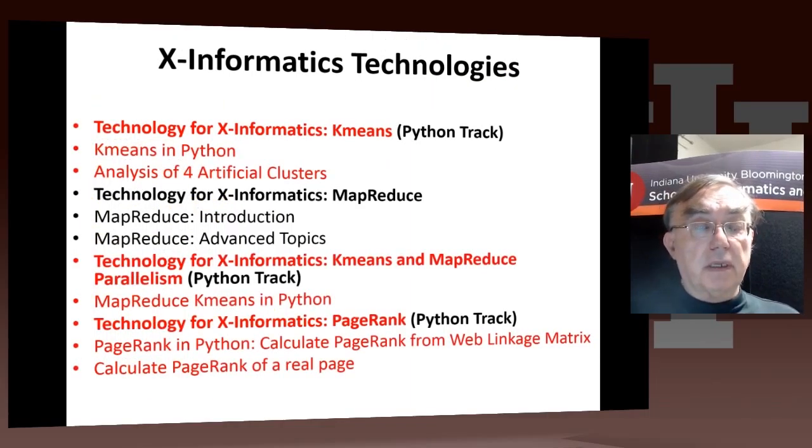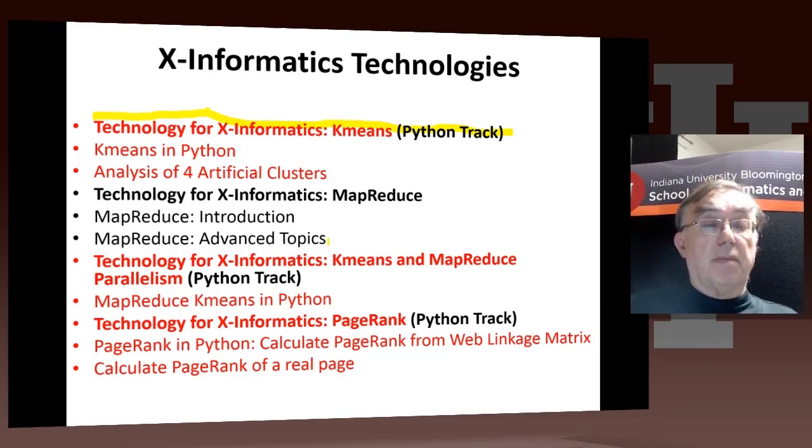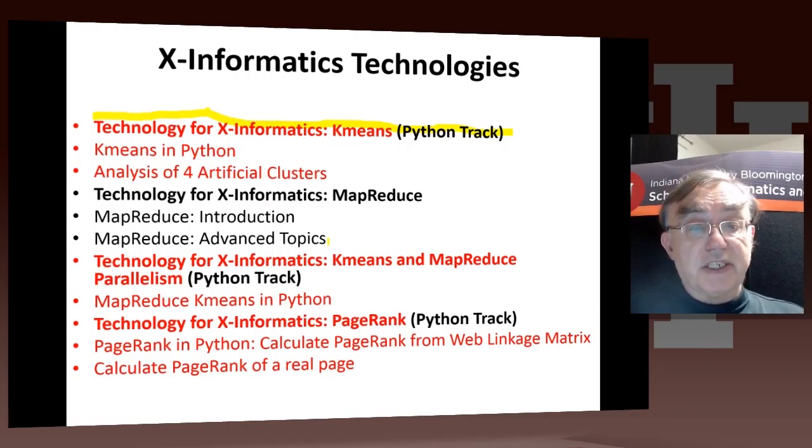Then the next set of units corresponds to various technologies. These will differ according to the track. This talk is for the Python track, and we start off with K-means done in Python. We give the actual algorithm, and we look at the code and things like that. And since we know about random variables, we can generate artificial clusters randomly with random properties, and we cluster those.